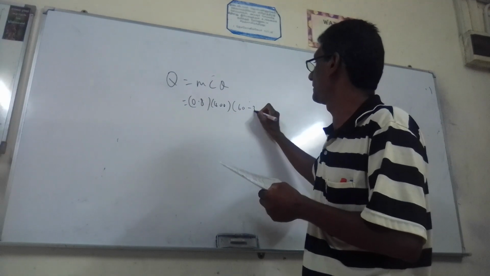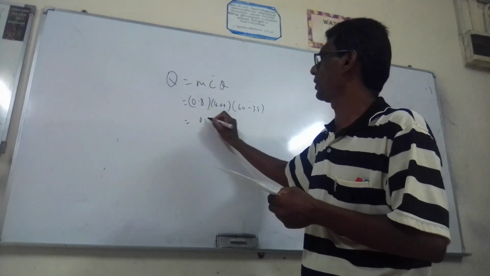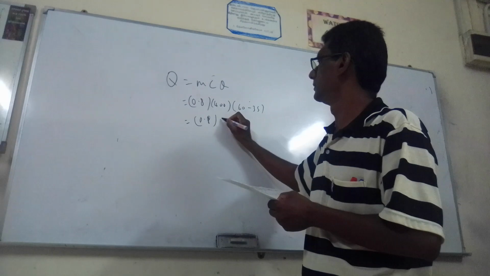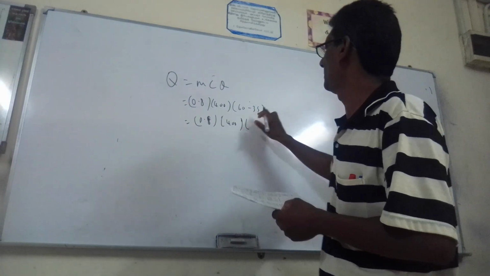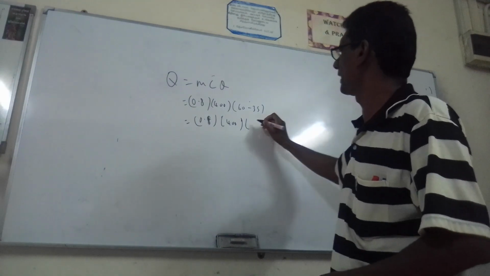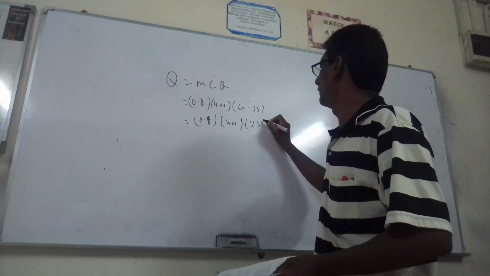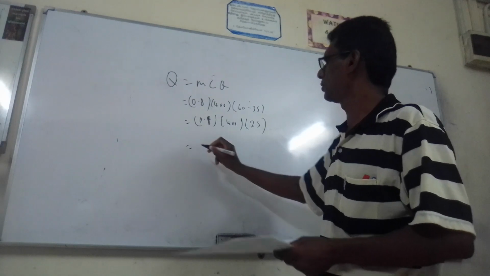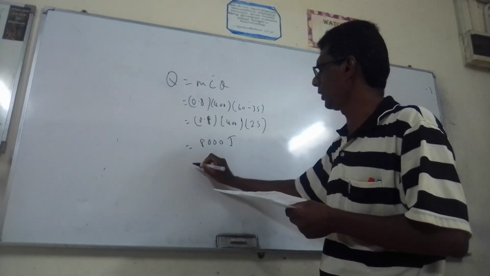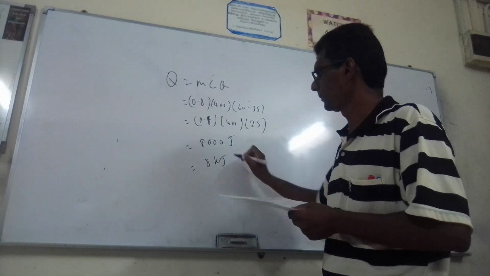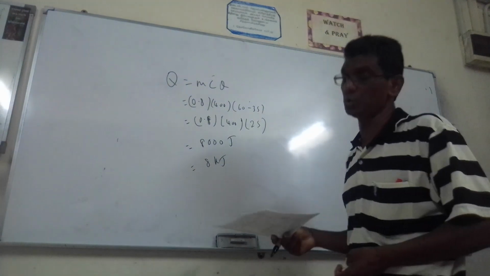So 0.8 times 400 times (60 minus 35), which is 25. So it equals 8,000 joule, or 8 kilojoule.